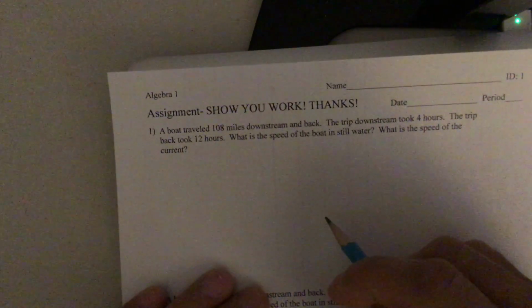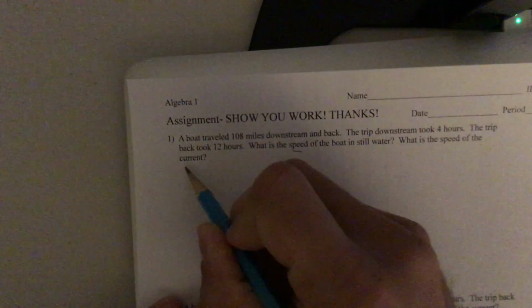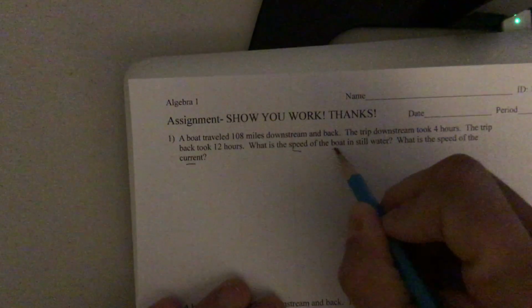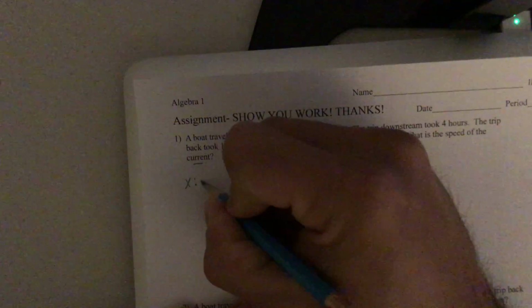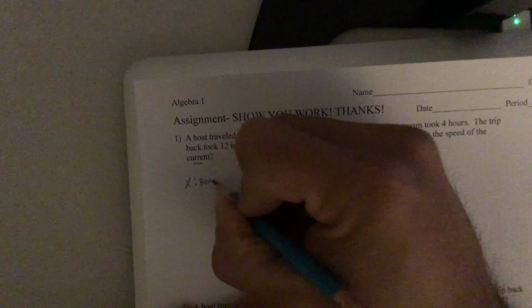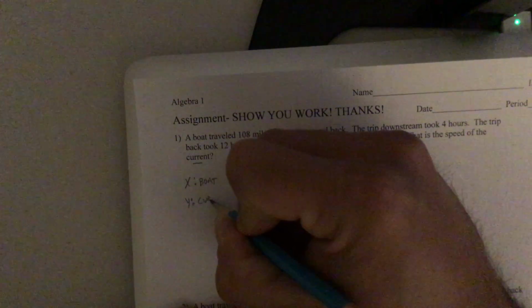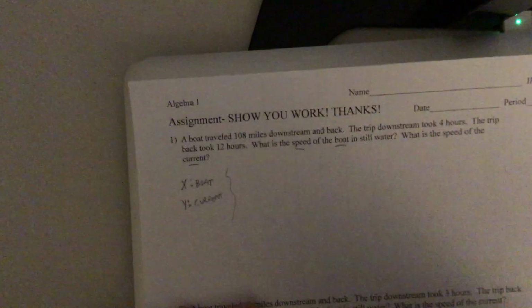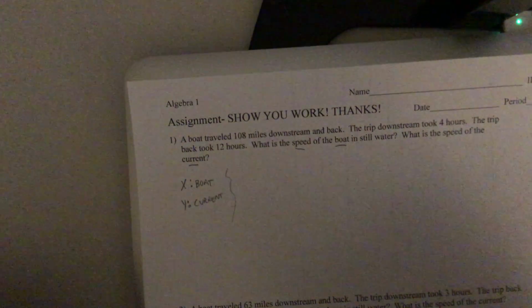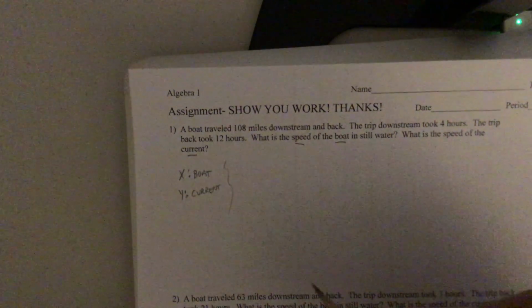Okay. So we're still looking for speed, the speed of the boat and current. So my declaration doesn't change. I'm going to make X my boat and Y my current. Okay. That part doesn't change. Now this setup, you really want to make sure that you're with me here.